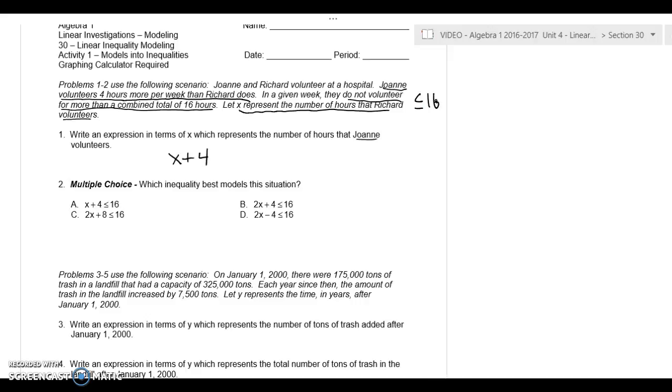Well, if we take Richard's hours plus Joanne's hours, we know that's going to be less than or equal to 16. Richard's hours are X. Joanne's hours are X plus 4. So if we put those together, we would end up with 2X plus 4 less than or equal to 16, which would be choice B.